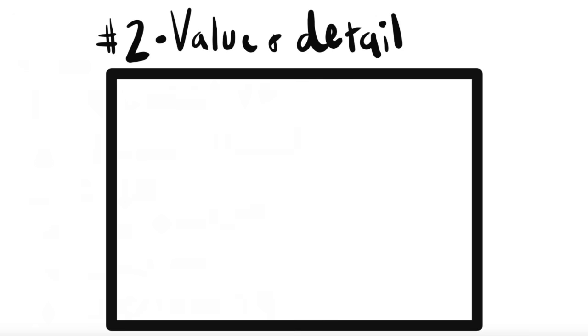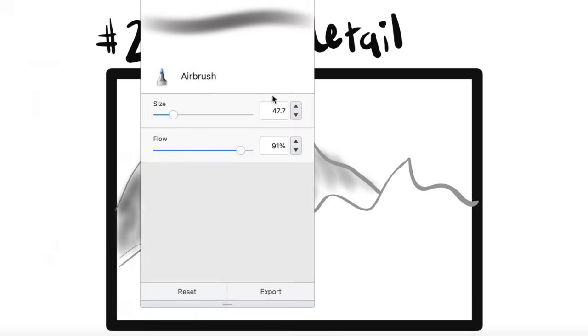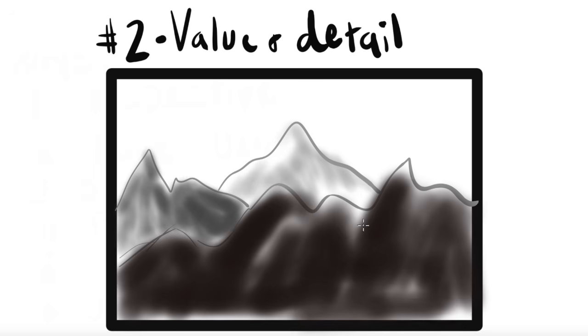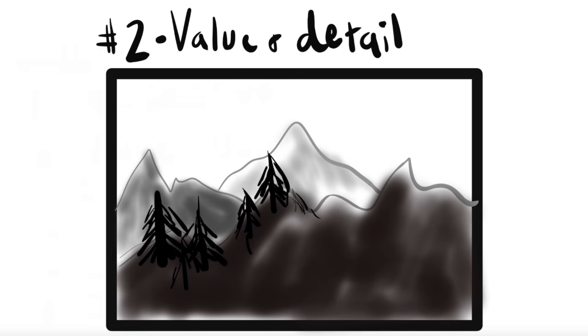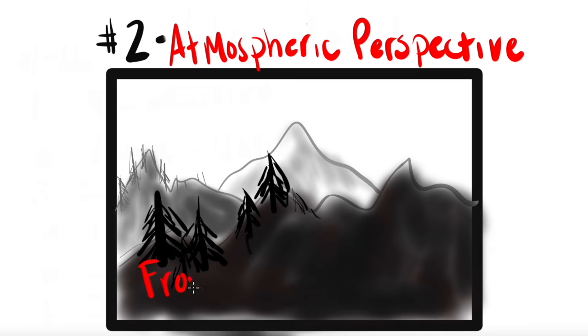The second way is value and detail. For this example, we're going to draw 3 mountain ranges going back into space. So first start by sketching out your 3 mountainscapes, and then use your pencil to darken the ones in the front, getting lighter as they go off to the distance. You're also going to add a little bit of detail to the mountain range that's closest to you by adding some pine trees. This technique is also referred to as atmospheric perspective.